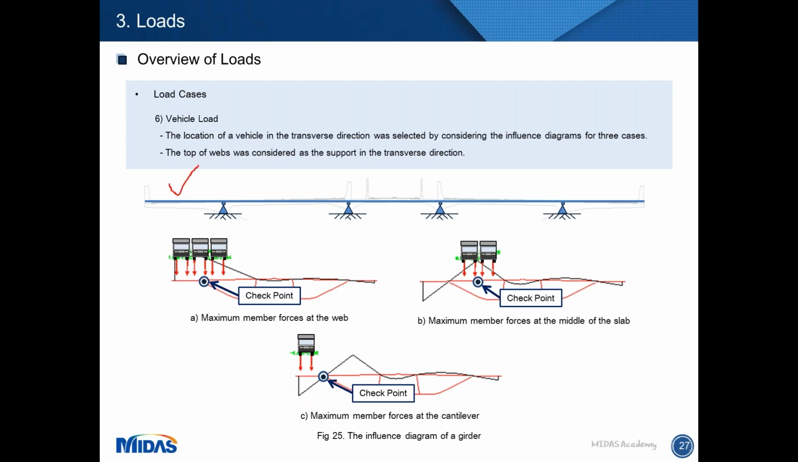Using this, I found influence diagrams for 3 cases. The influence line was found for 3 checking points. One is maximum member forces at the web here, and the next one is at the cantilever. After that, I found the position of vehicles and the number of them through comparing various cases in the same manner as previous slides. So these are the final positions of vehicles under each case.